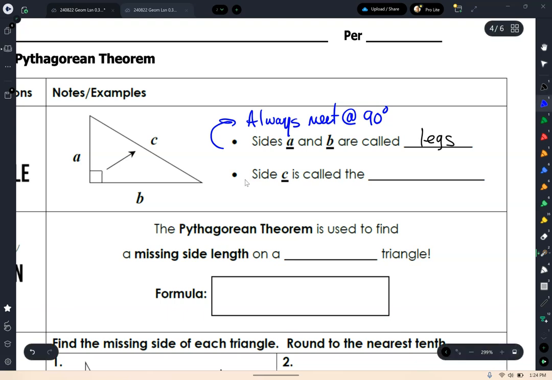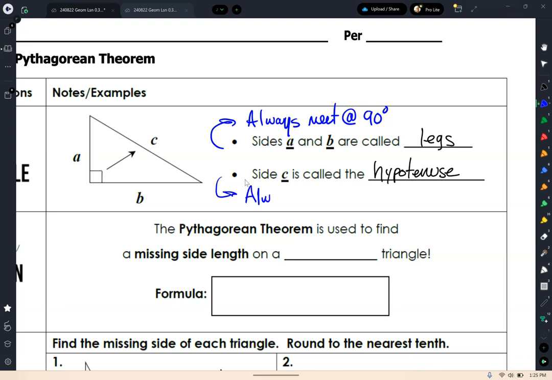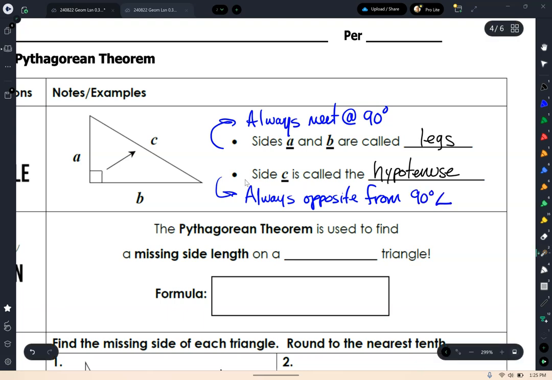All right, so here's where it comes in what Kalechi had said earlier. What is side C called? The hypotenuse. Good. Okay, and what we want to know about the hypotenuse is that it is always opposite from the 90-degree angle. So while our legs always meet to form the 90-degree angle, the hypotenuse is always the side across the room or opposite from the 90-degree angle.